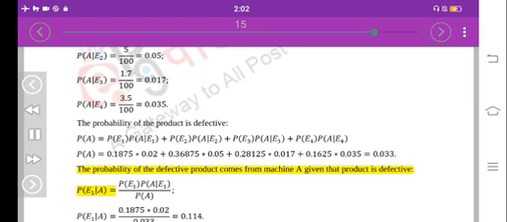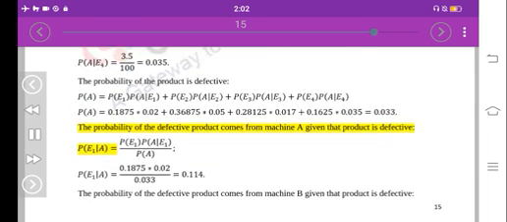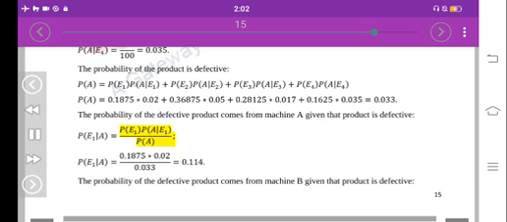The probability of the defective product comes from machine A given that product is defective. P(E1|A) equals P(E1)P(A|E1) divided by P(A). P(E1|A) equals 0.1875 times 0.02 divided by 0.033 equals 0.114. The probability of the defective product comes from machine B given that product is defective.